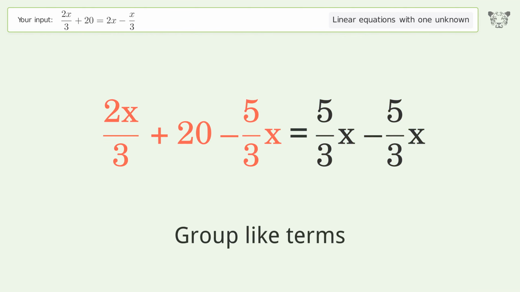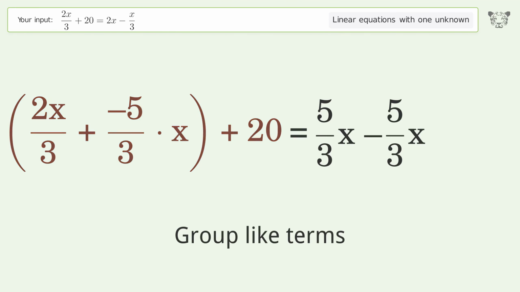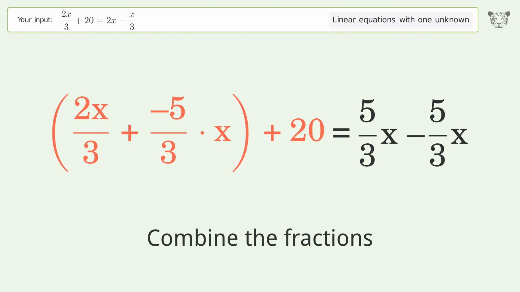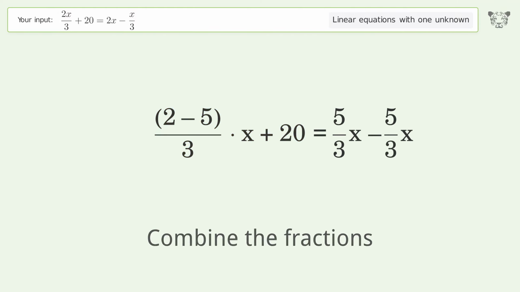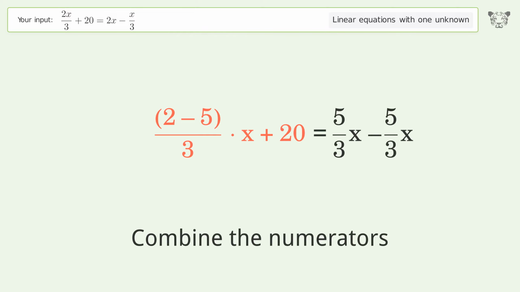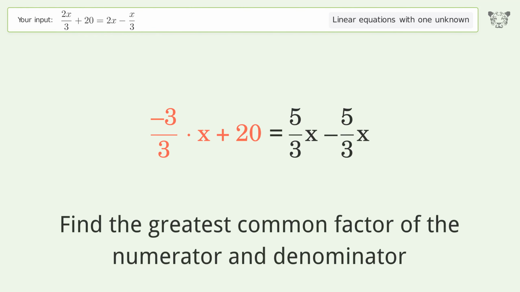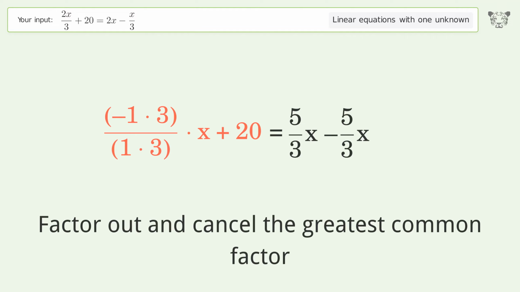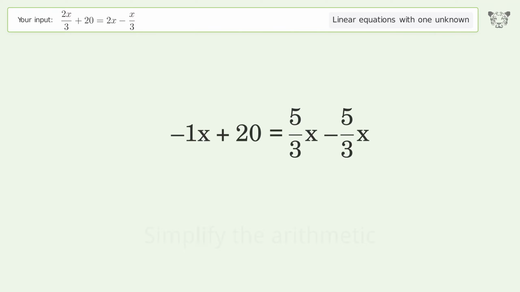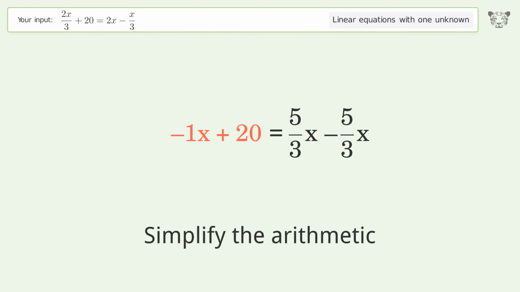Group like terms. Combine the fractions. Combine the numerators. Find the greatest common factor of the numerator and denominator. Factor out and cancel the greatest common factor. Simplify the arithmetic.